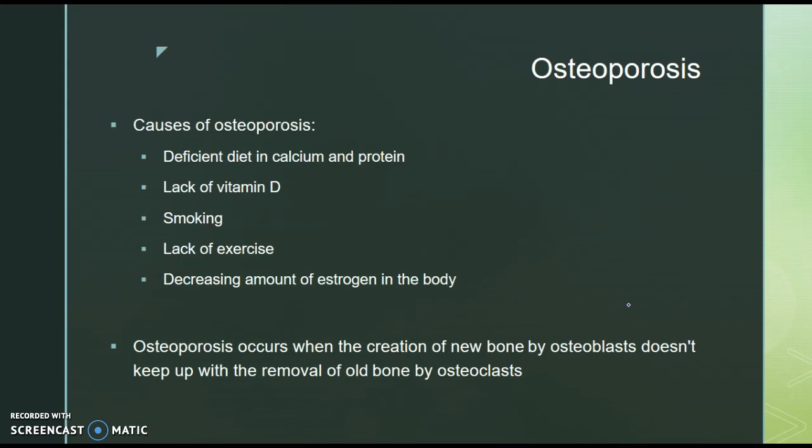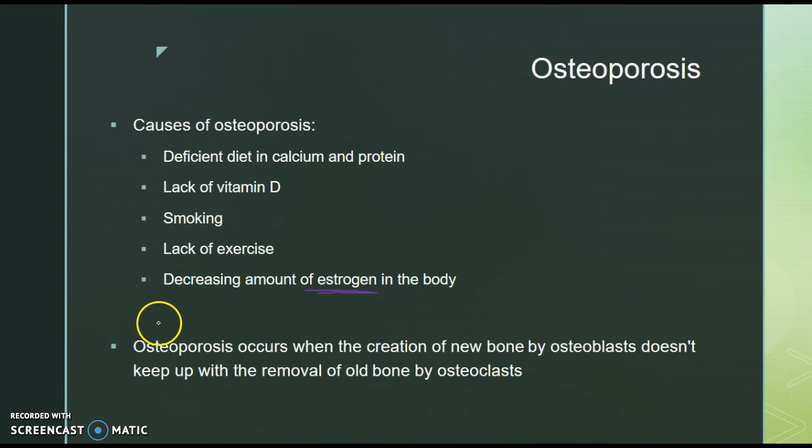So what are some causes of osteoporosis? You have to have a good diet in calcium and protein. As we get older, protein is harder to metabolize and store efficiently, so they often tell older individuals to eat more protein. Lack of vitamin D, which can be genetic. Sometimes people have a problem in processing vitamin D. Smoking, a sedentary lifestyle or lack of exercise, and then a decreasing amount of estrogen in the body. This is really going to affect women, because as you go through menopause, your estrogen numbers drop like crazy, and that's when we start to see osteoporosis rise.